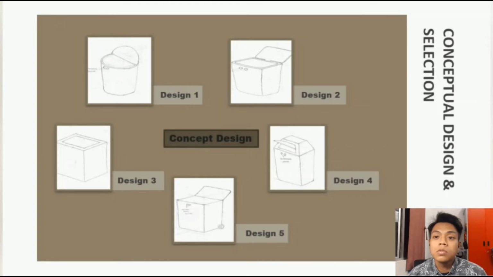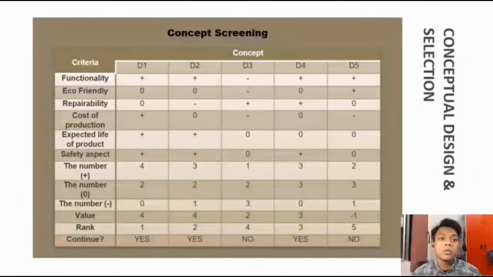Next is the concept design. Our group has come out with 5 different designs. After that, we have a concept screening. These concepts obtained from the morphological chart were then tested against 5 major standards as well as customer requirements. So, the customer requirements that we see from this table are functionality, eco-friendly, repairability, cost of production, expected life of product, and safety aspect.